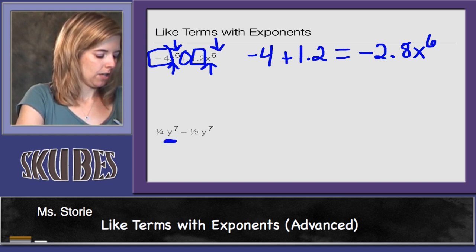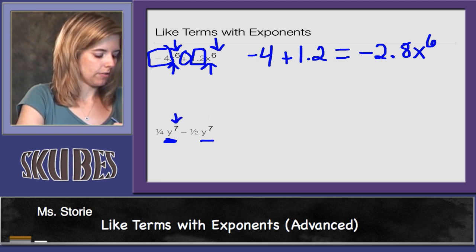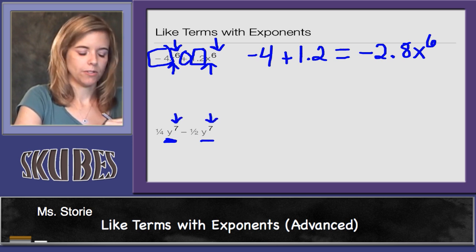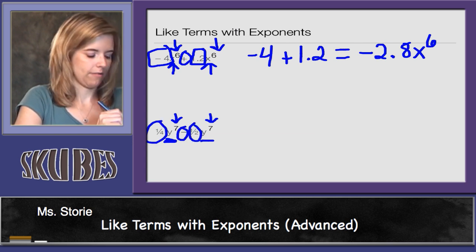Take a look at the second one. You have variable y and a variable y. So far, so good. You have an exponent of 7. This means that they're both like terms. So you can take your coefficient of 1/4 and subtract it from 1/2.